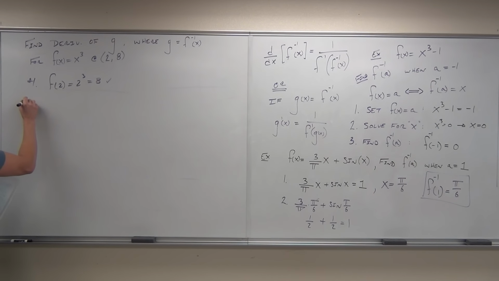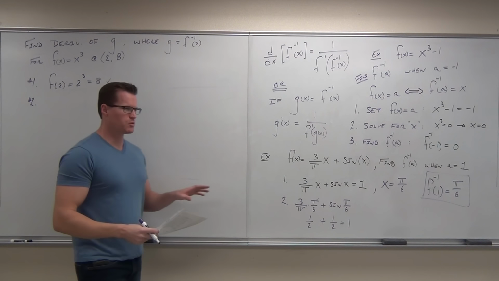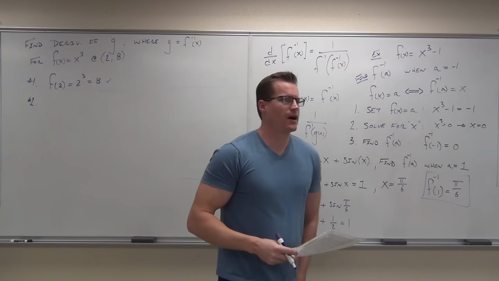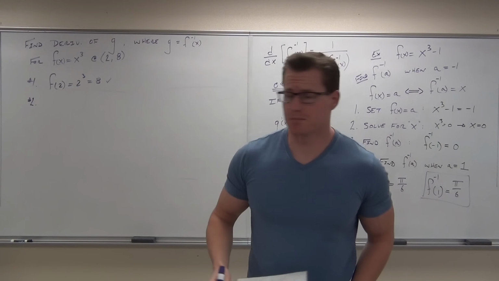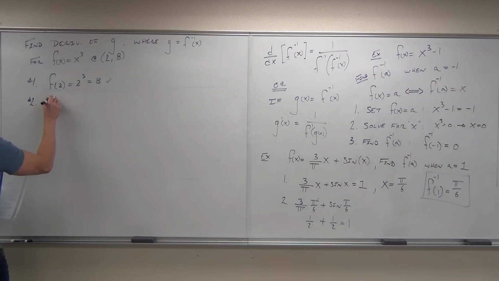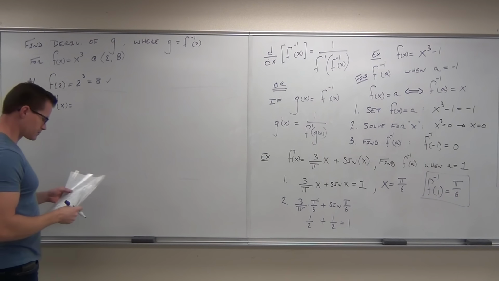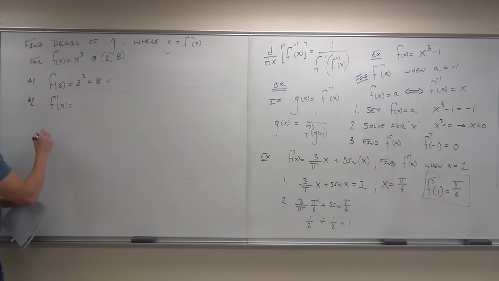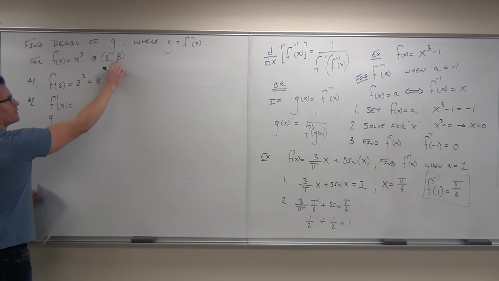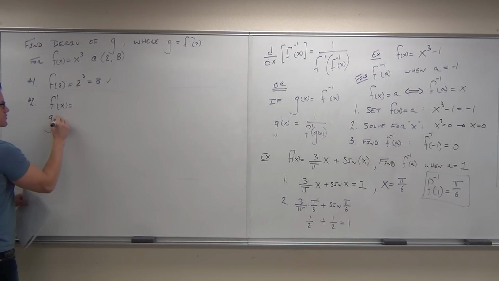Number 2 is kind of a two-part thing. I want us to find the derivative of the function. So find f prime of x and find g of whatever your y coordinate is. Because when I find my inverse, they're going to switch. So find g of 8.